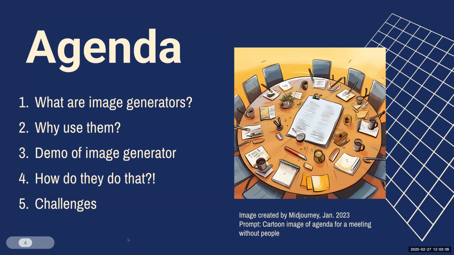Okay, so our agenda. First, we'll start out very basic. What are image generators? Why would you use them? Ernest is going to give us a demo of one of the image generators, and then we'll talk about how they do that and some of the challenges that go with image generators. Just so you know, in this presentation, all of the images were created with AI. So at the bottom, we list the tool that was used to create it. This one was Midjourney, an AI generating tool, the date that it was created, and then the prompt that we entered. So Ernest will tell you a little bit about that when we get to that.